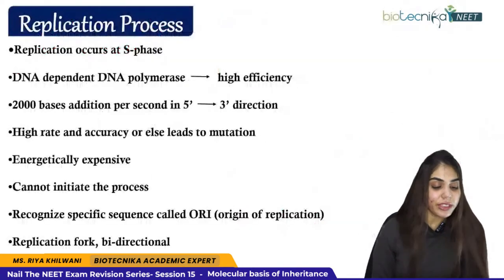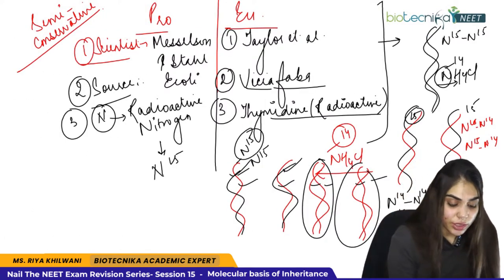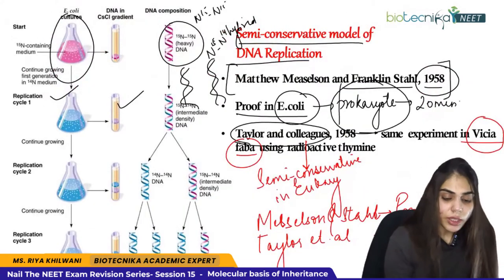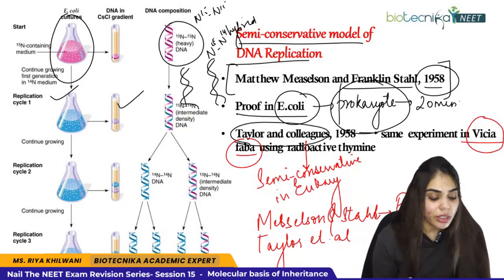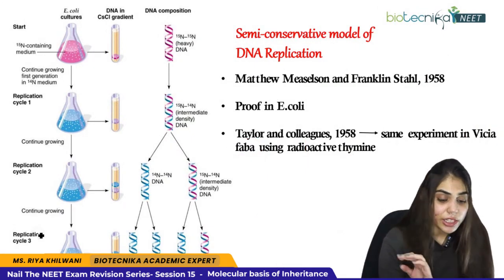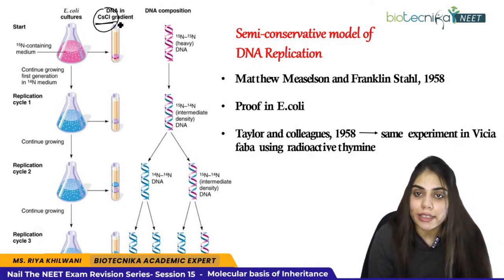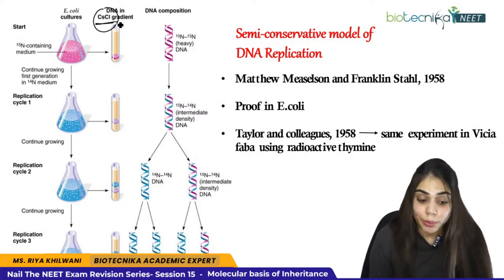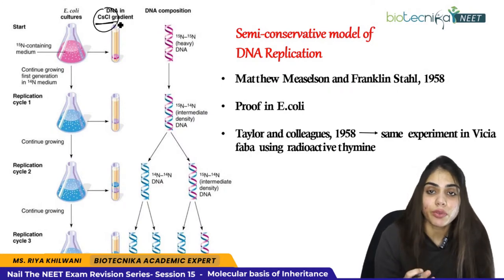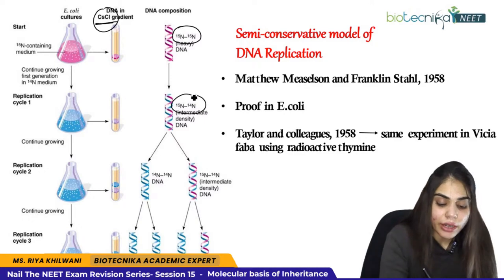After this, he subjected all this replicated DNA to centrifugation. And what did he find? He found that he was getting three bands after centrifugation. The medium he used for the centrifugation is cesium chloride, which is known for density gradient centrifugation. Why are we going for density gradient centrifugation? Because we know that we are getting three different kinds of DNA: one is N15-N15, one is N15-N14, and the other one is N14-N14.